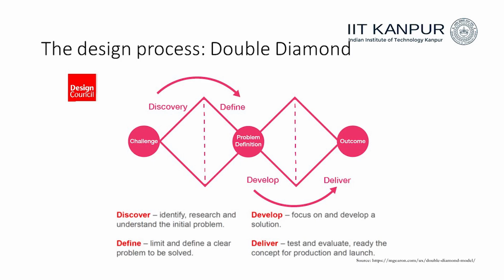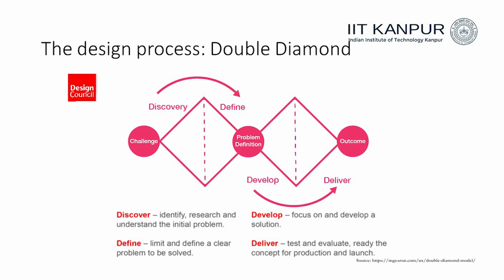So you can really break down the design process into 4 Ds: discovery, define, develop and deliver, and that is known as double diamond. So, this is diamond number 1, this is diamond number 2, okay, 2 diamonds. So, what does the discovery phase entail? Well, the discovery phase consists of identifying the problem, researching and understanding the initial problem. So, really a thorough research of the problem is needed. Okay.